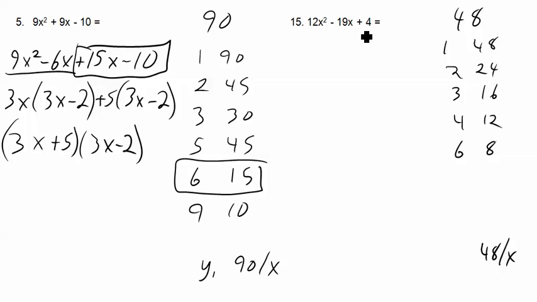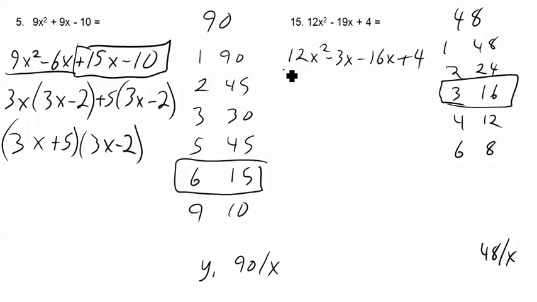So which ones that when I add them equal 19? The 3 and the 16. We need this to be negative 19 though, so we're going to do negative 3x and negative 16x. We have 12x squared minus 3x minus 16x plus 4.